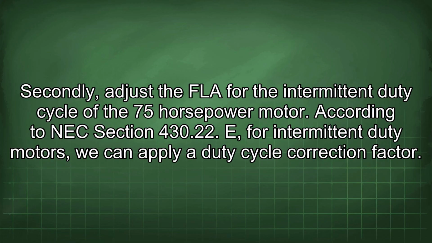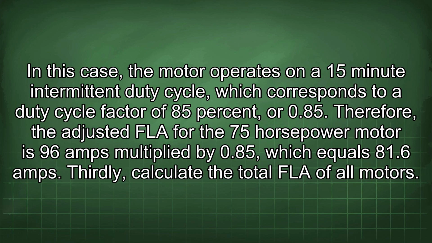According to NEC Section 430.22 E, for intermittent duty motors, we can apply a duty cycle correction factor. In this case, the motor operates on a 15-minute intermittent duty cycle, which corresponds to a duty cycle factor of 85%, or 0.85. Therefore, the adjusted FLA for the 75-horsepower motor is 96 amps multiplied by 0.85, which equals 81.6 amps. Thirdly, calculate the total FLA of all motors.